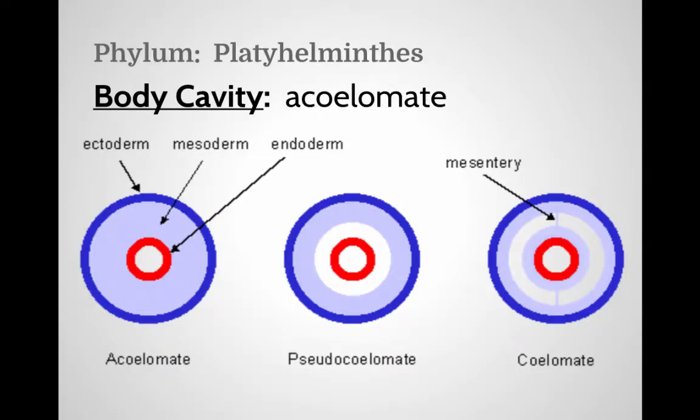In terms of a body cavity, we don't have a true body cavity. Yes, we have a mesoderm, so a space between the organs and the outside, but that's filled with cells and not an open body cavity. So we would call them acoelomates.